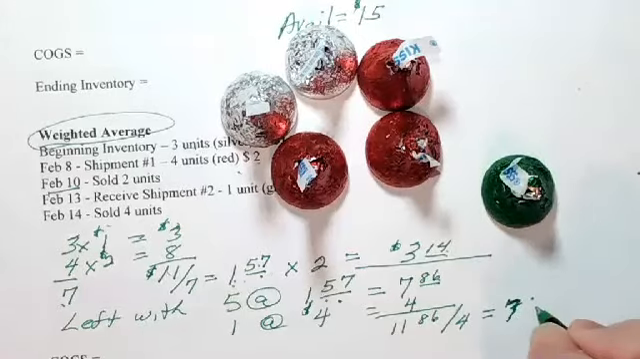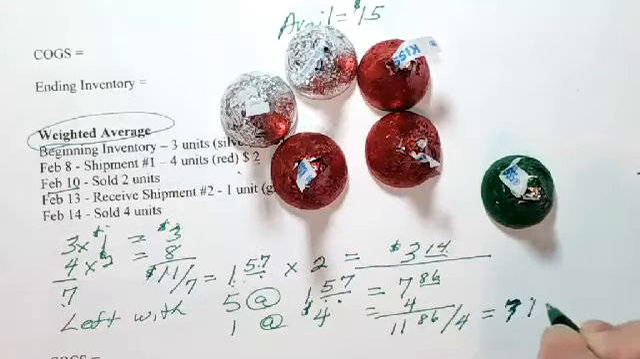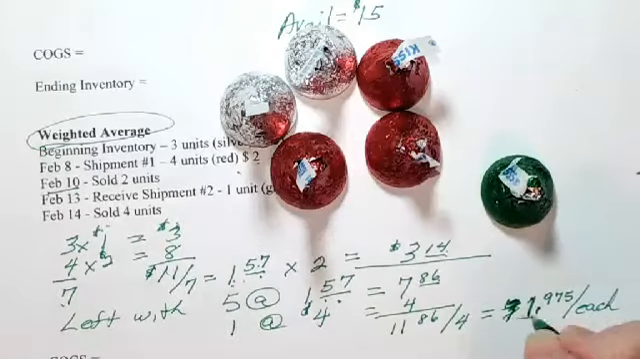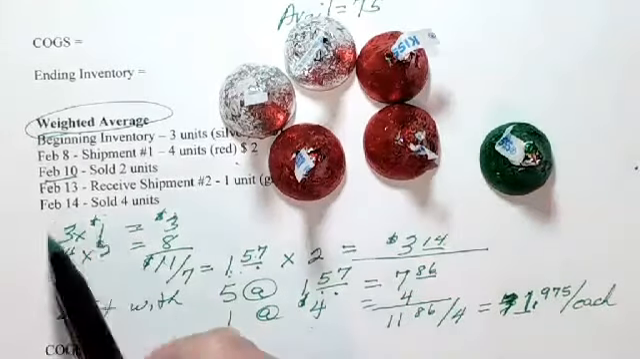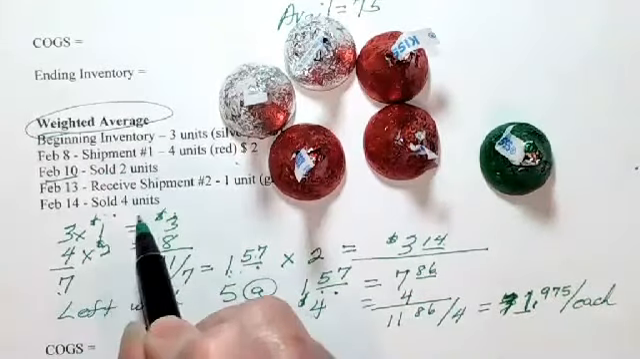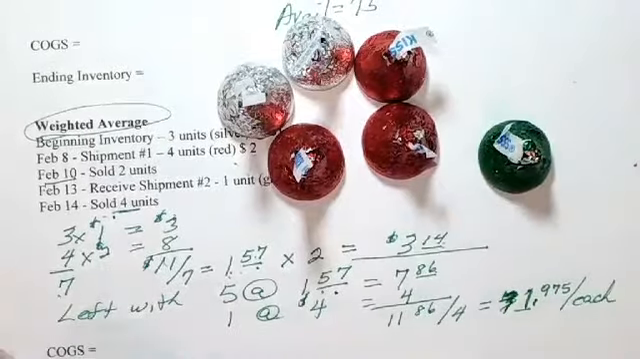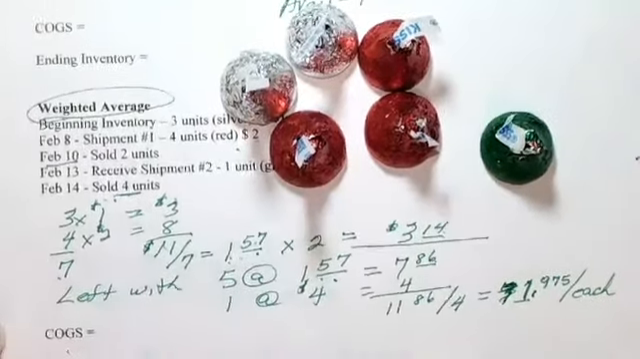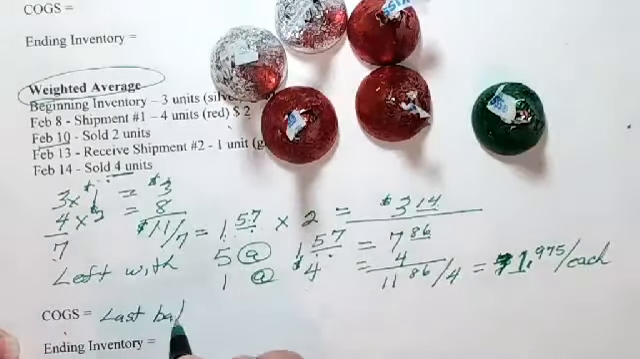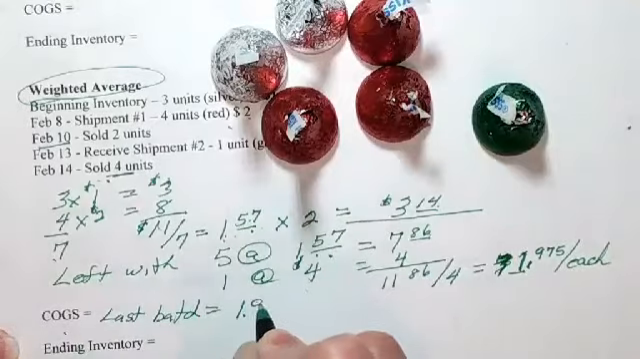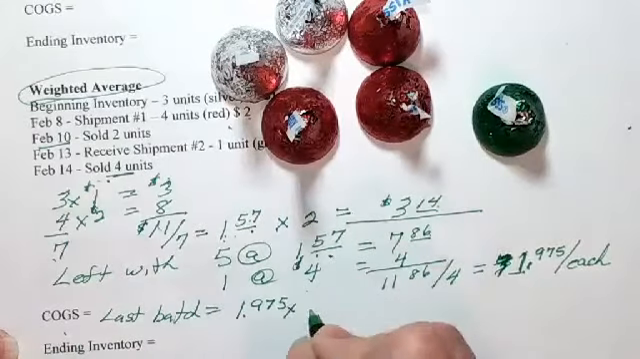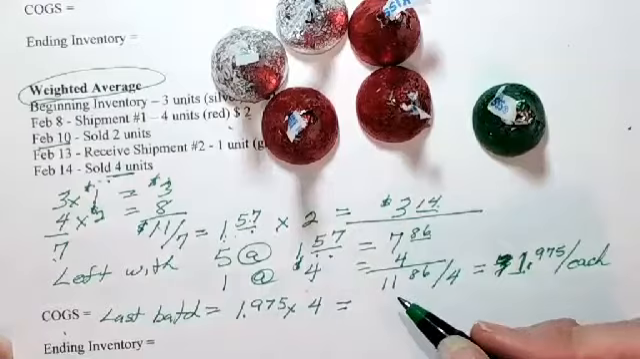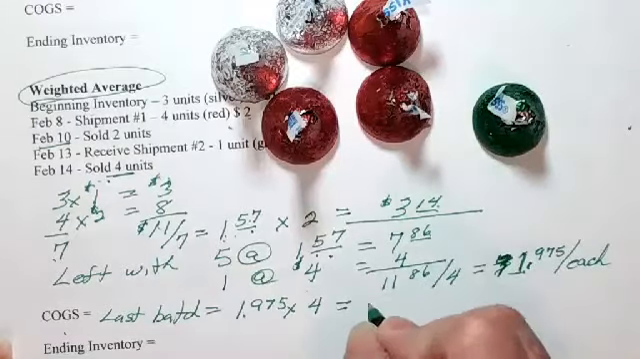That's how you know you're looking wrong. $1.975. It needs to be somewhere between $1.57 and $4. It's pretty close to 2, but I'm not going to round it. I sold 4 units. My cost of goods sold for this last batch is 1.975 times 4, which equals $7.90.